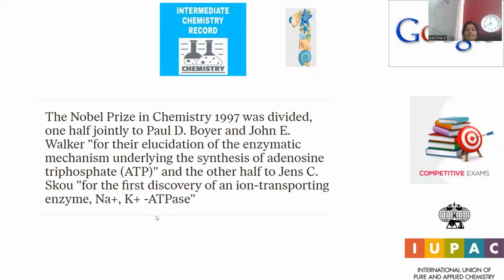The Nobel Prize in the field of chemistry for the year 1997 was divided, one half jointly to Paul D. Boyer and John E. Walker, these two scientists, for their elucidation of the enzymatic mechanism underlying synthesis of adenosine triphosphate. ATP stands for adenosine triphosphate. The other half was given to Jens C. Skou for the first discovery of an ion transporting enzyme, that is Na plus and K plus ATPase.